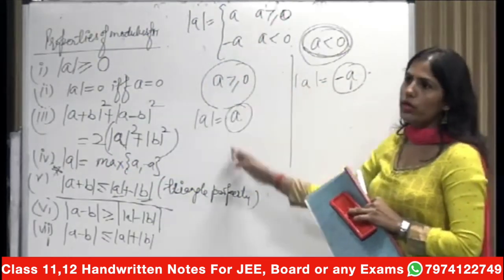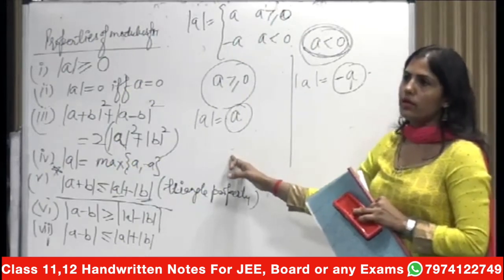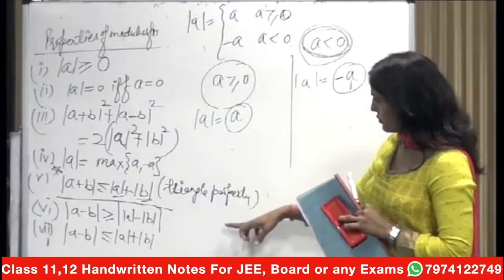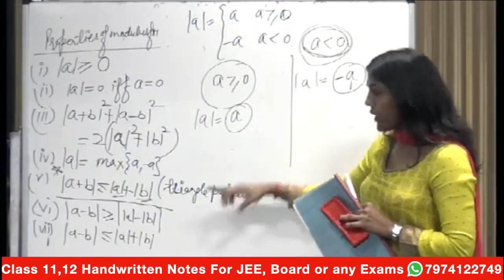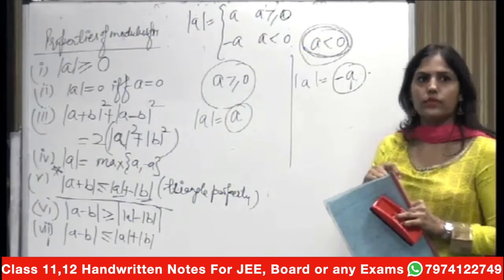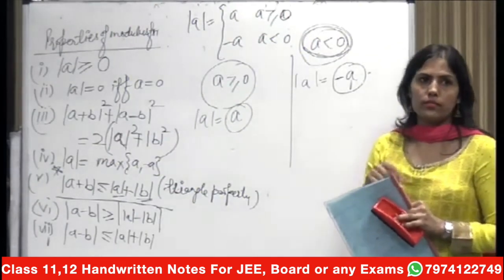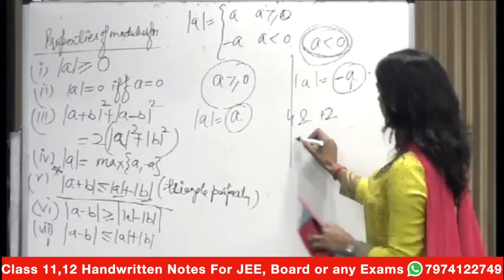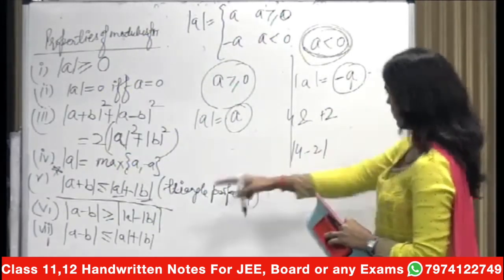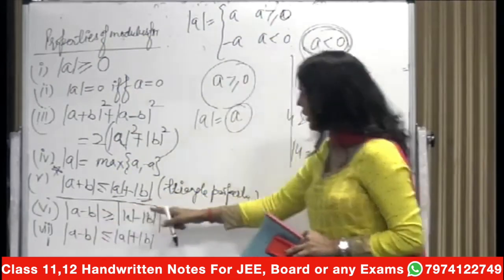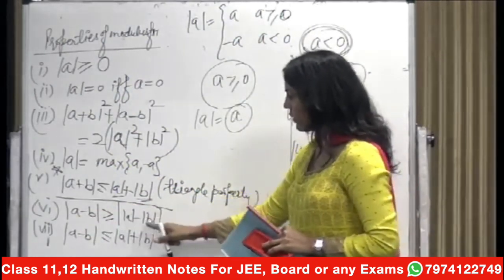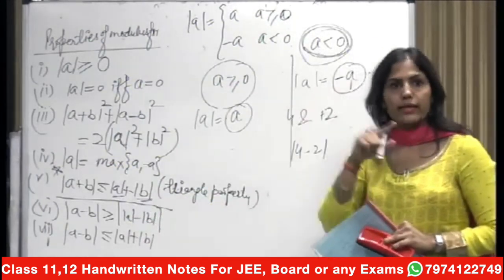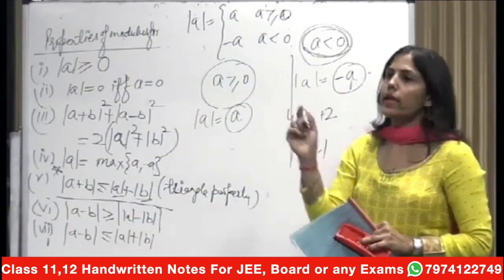It's not that only one case you will check. Excuse me, ma'am, in that sixth one, it is mod of a minus b greater than or equal to mod of mod a minus mod b. Take any two real numbers, 4 and 2. Just check. 4 minus 2 will be 2. This is 4. This is equality. Equality you are getting. So either greater or equal. Any number you can take.